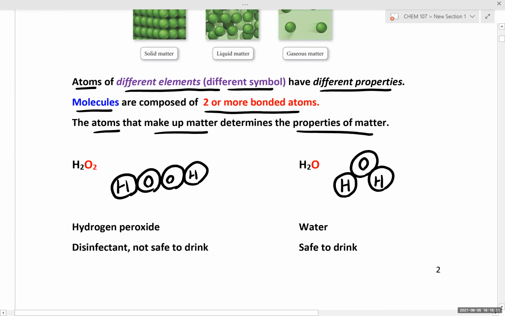So what this example is trying to convey is we can describe matter as a collection of atoms by looking at how those atoms are bonded together, how those atoms are connected together, and the atoms that make up matter. We can begin to understand the properties of matter, and we can begin to distinguish between different molecules and different compounds based on their properties and their atomic composition.